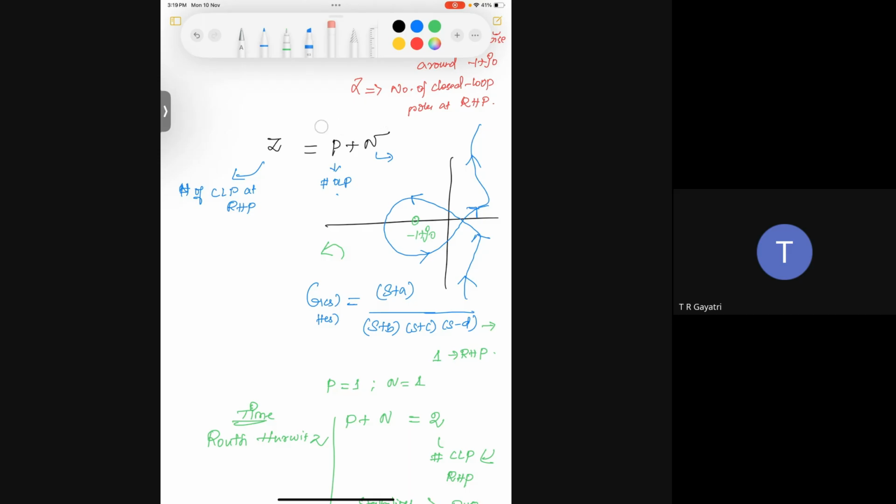Just calculate how many times it rotated anti-clockwise. If it hasn't rotated anti-clockwise, then it is zero. Even if it rotates clockwise, we take it as 0. Only for this particular formula, Z is equal to P plus N. If you consider that, it will be zero. And calculate your open loop poles, then you will get how many closed loop poles will be in the right half of the S plane.